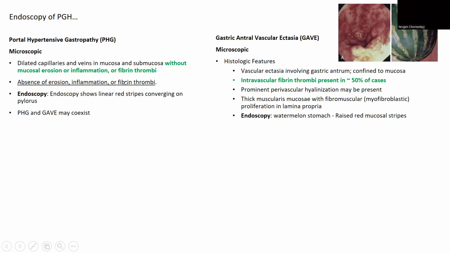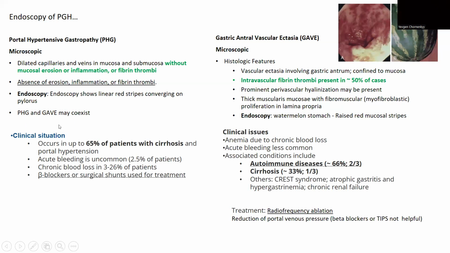There should be no fibrin thrombi, but here you're more likely to see thrombi. But we had thrombi as well. The thing is, both of these can coexist. But when you look at the clinical situation, PGH occurs more likely in patients with cirrhosis, and GAVE occurs more likely in patients with autoimmune disease, but it can also occur in cirrhosis.